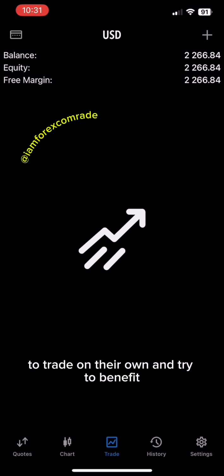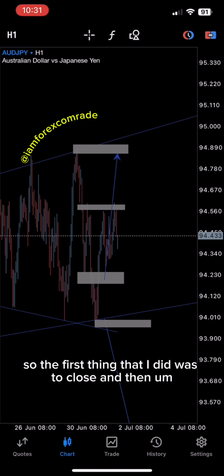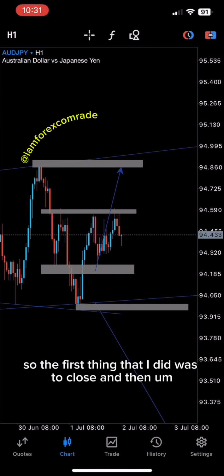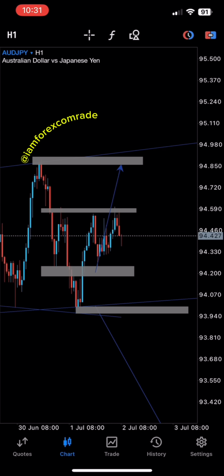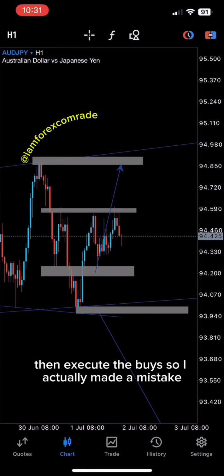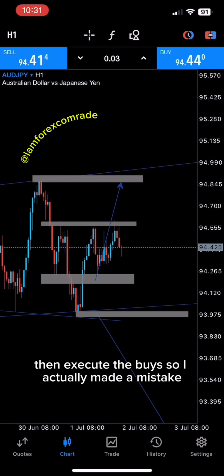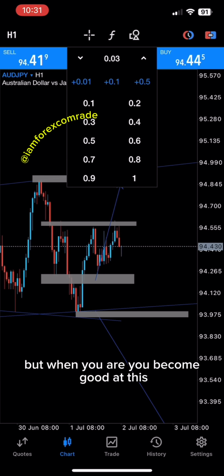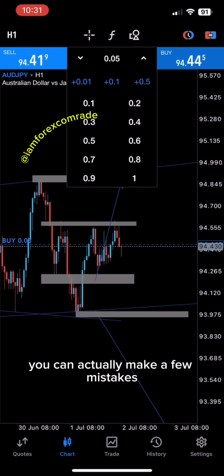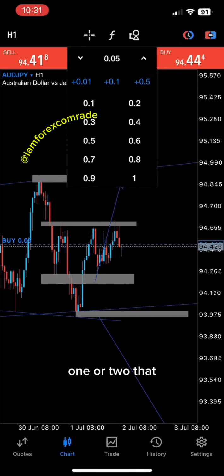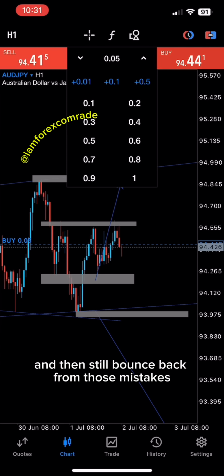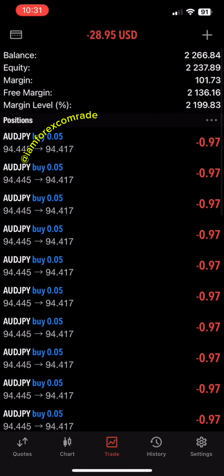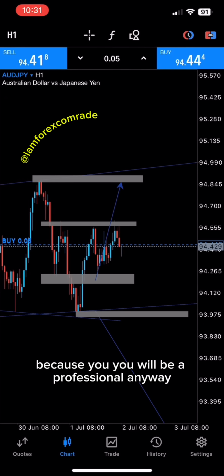and try to benefit. So the first thing that I did was to close and then execute the buys. I actually made a mistake. I shouldn't have traded this, but when you become good at this, you can make a few mistakes, 1 or 2, and still bounce back from those mistakes, because you will be a professional.